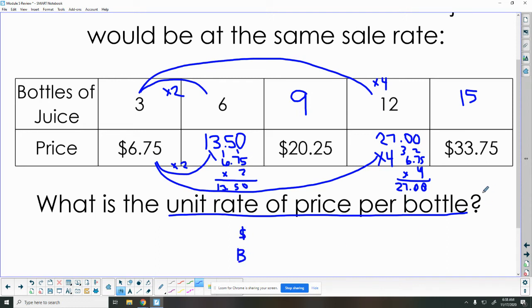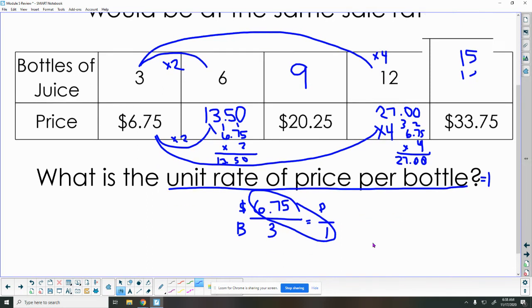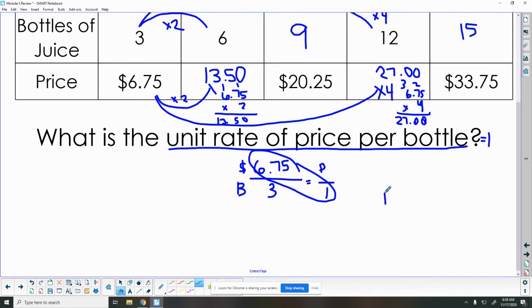So the unit rate is 1. So we want to make bottle 1. So I know if I spend $6.75, that's going to give me 3 bottles of juice. I want to know the price of 1 bottle. So we'll crisscross multiply here and divide by 3. So go ahead and try that problem to see how much 1 bottle cost.